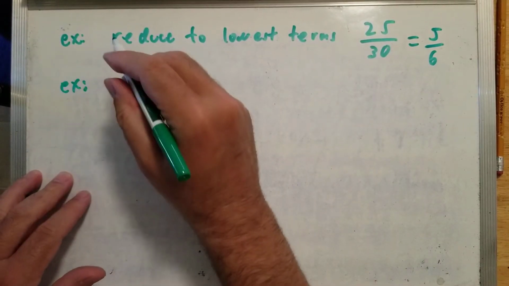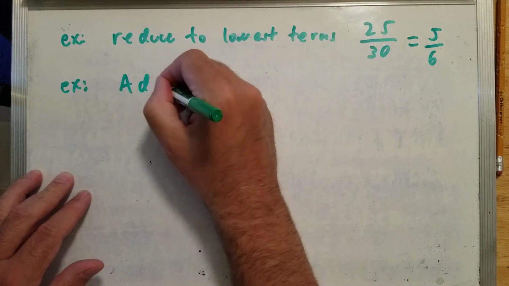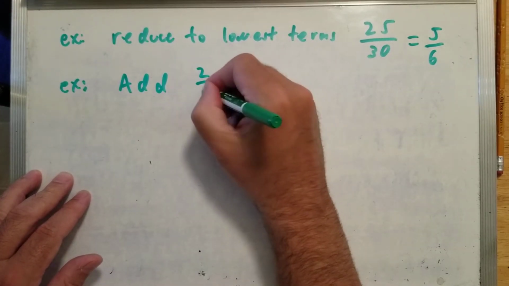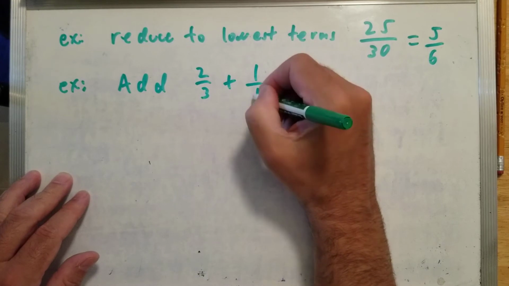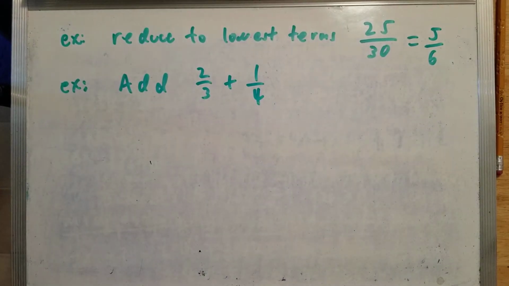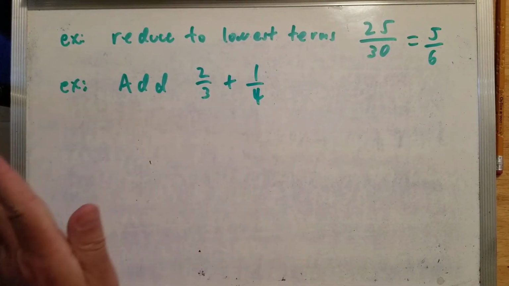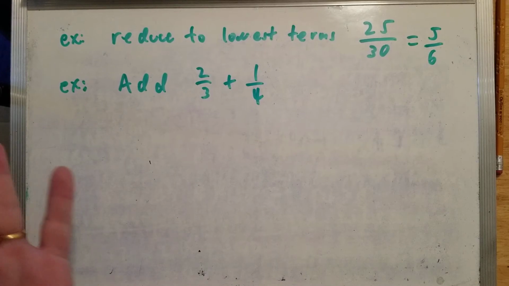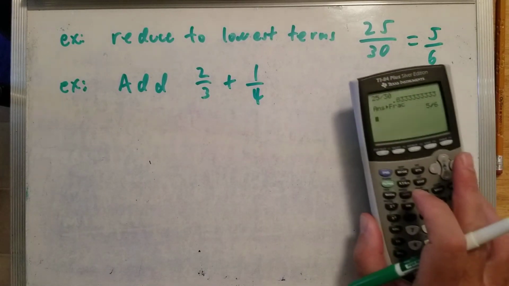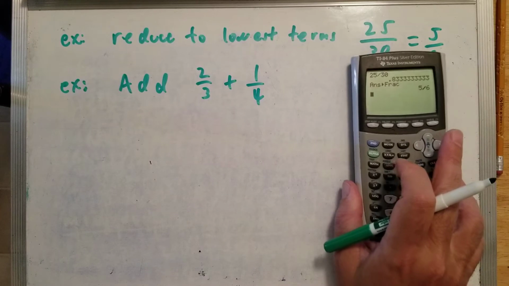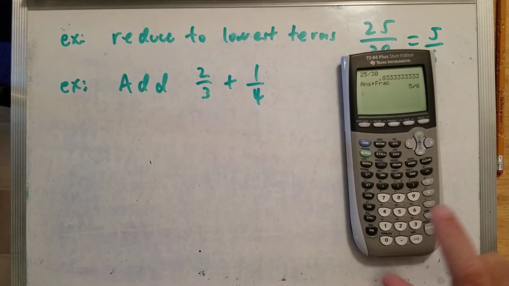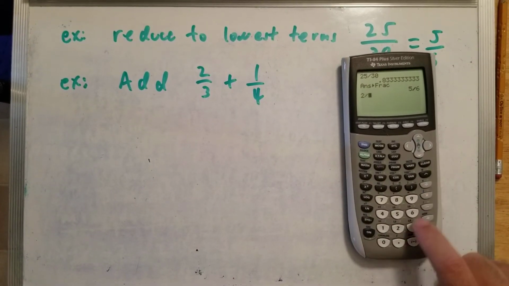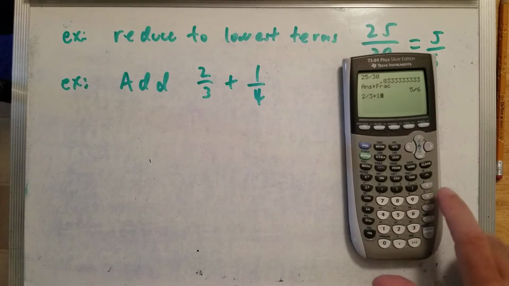So here's another example. Say I say add 2/3 plus 1/4. Typically, the old-fashioned way would be finding a least common denominator, expressing both of the fractions in terms of the least common denominator. But I'm just going to let the calculator do this. So I'm going to go 2/3 plus 1/4.